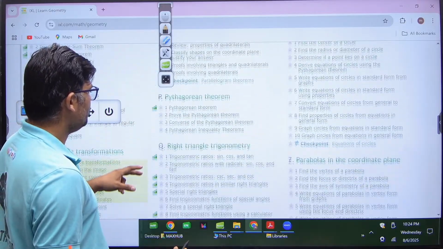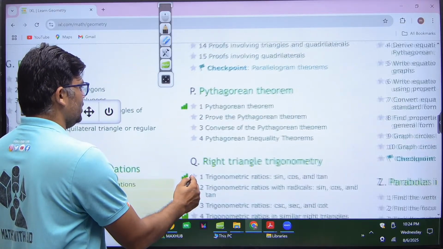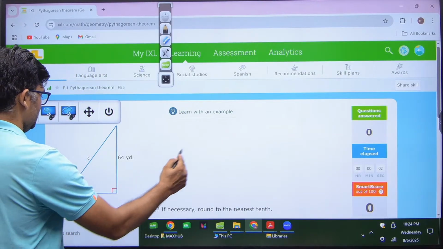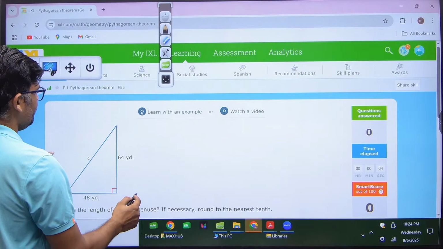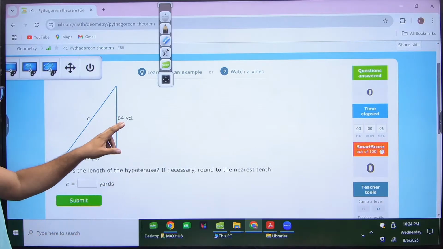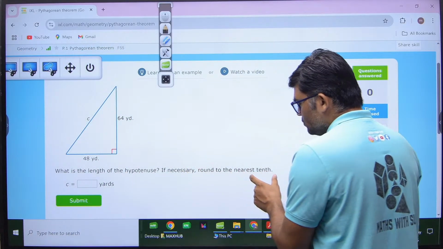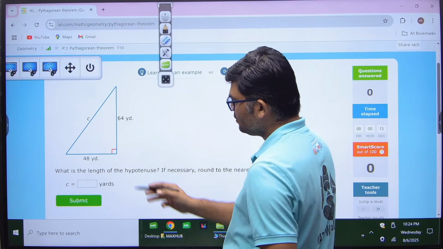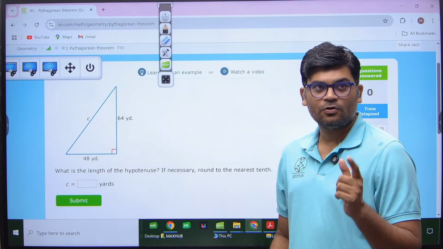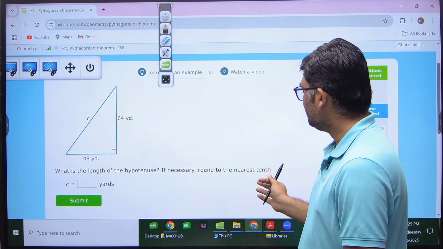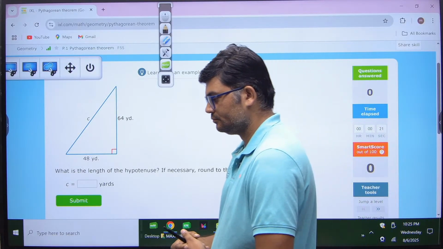So we are going to do Pythagoras theorem. Okay, let us do this. If two of the sides are 64 yards and 48 yards, what could be the third side? And you can use the calculator. You have to find the square root of 48 square plus 64 square, and you have to tell me to the nearest tenth.